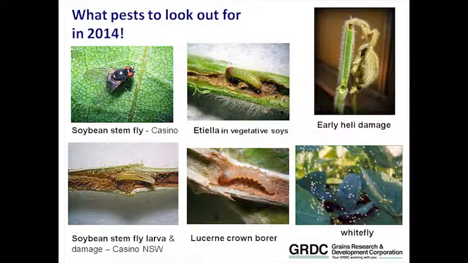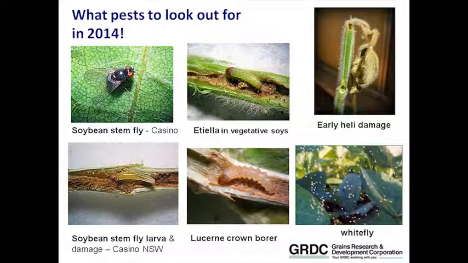If you go 4 hours east of here to Casino, Grafton, be on the lookout for this nasty fellow, the soybean stem fly, which is a maggot which tunnels in the stem. Of course, there's the lizard crown borer, which is a long-standing soybean pest. The larva of that is quite different to Etiella and the stem fly larva.